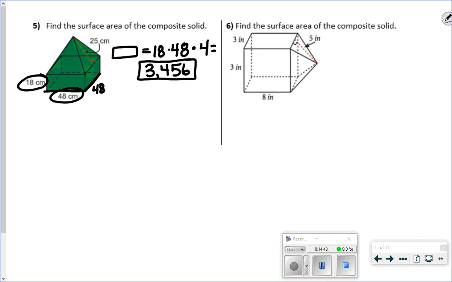I have 1 square down at the bottom. That's going to be 48 times 48. I only have 1 of those. So that's going to give me an area of 2,304.